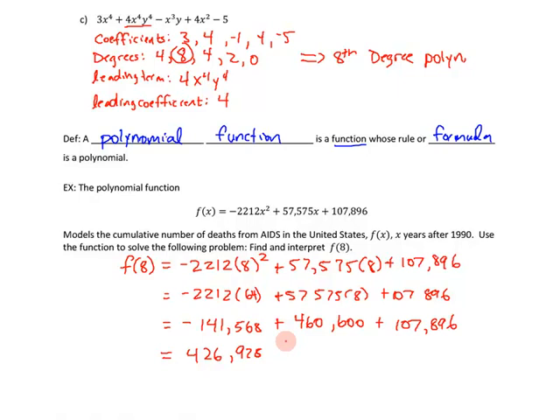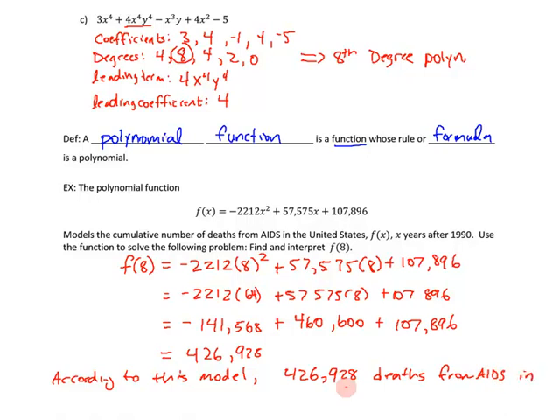Okay? So that means that according to this model, the model given by this function right here, 426,928 deaths from AIDS in the U.S. occurred, if I can write occurred, I apologize for spelling here. Let's try that again. Occurred, O-C-C-U-R-R-E-D, in, what, 8 years after 1990, so in 1998. That's the interpretation of this value.